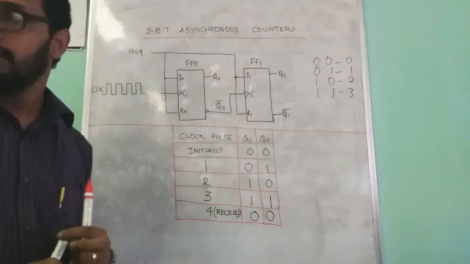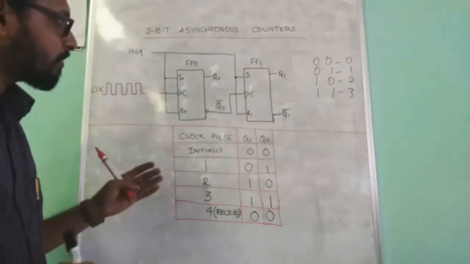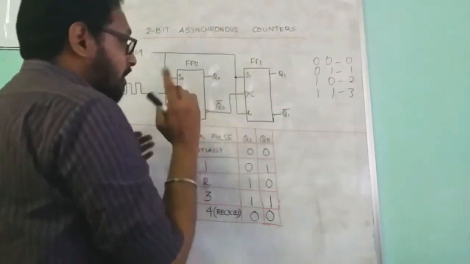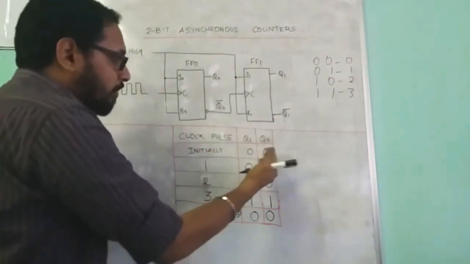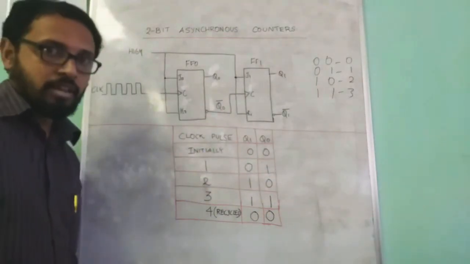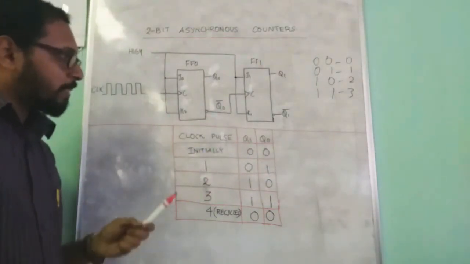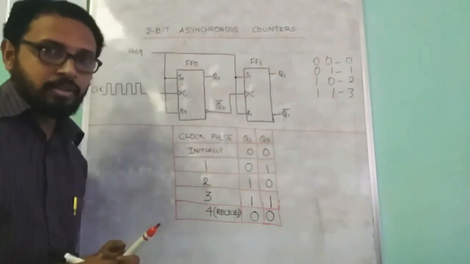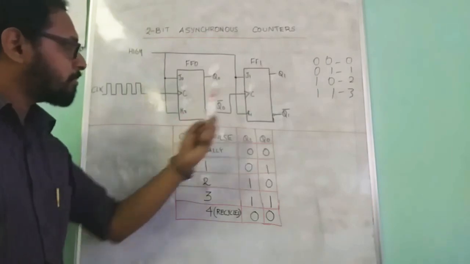Clear? This is how we go for the design of an asynchronous counter. Understand that this is FF0 and FF1, and we write here FF0, FF1. Based on this, we also have a waveform. For the time being, please go through.